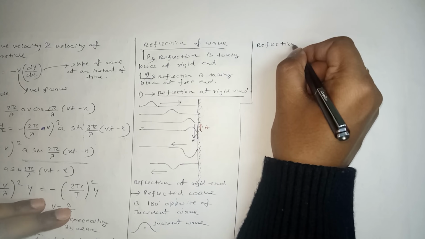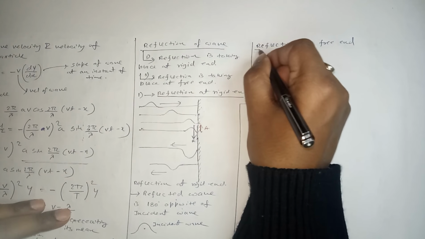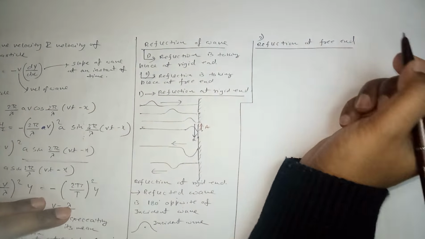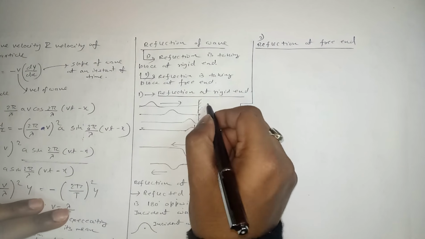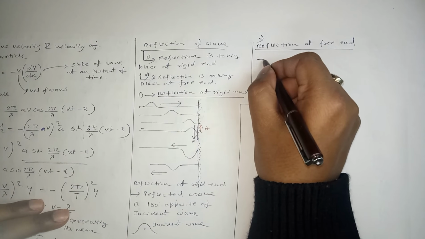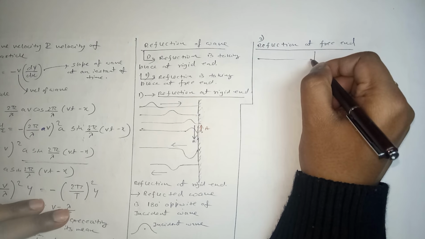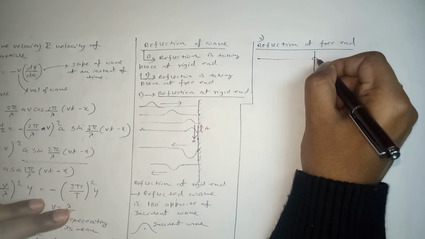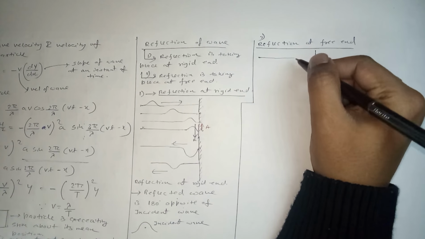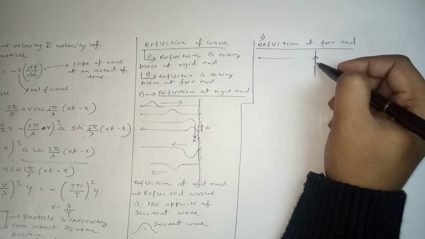Reflection at free end, second part. Now suppose in the earlier case the string was attached to a rigid wall, but in this case the string is attached to a rod, and there is a ring attached to it. The string is attached to this ring, and this ring is free to slide up and down this rod.